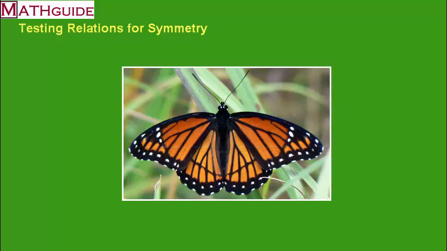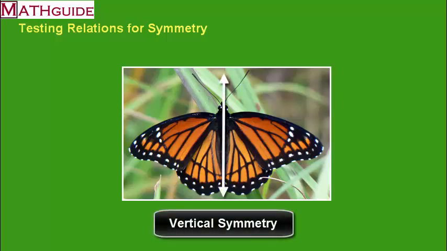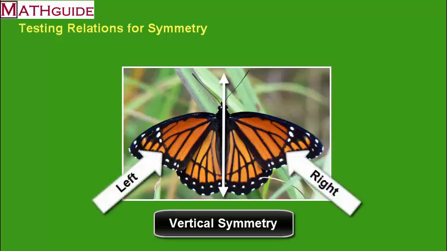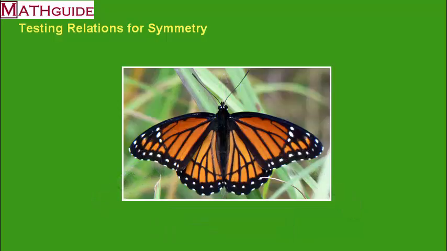All right, however, if we were to look at a vertical line, we would see that the left side of the butterfly looks almost exactly like the right side. As a matter of fact, we would have to look very closely at this picture to see that it doesn't exactly match. So we would say that a monarch butterfly has symmetry across its vertical axis. Let's take a look at a different shape.